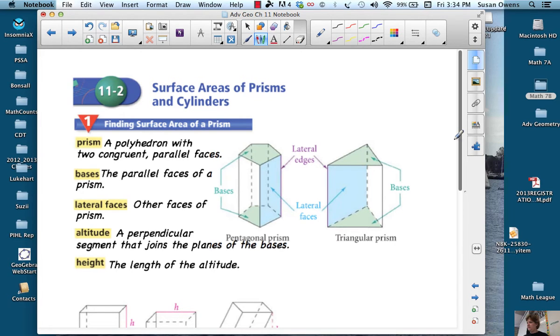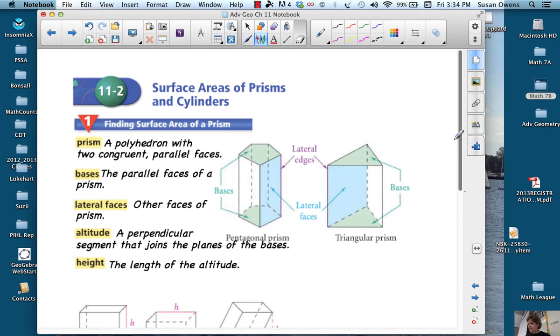So we're going to start out with some definitions. A prism is a polyhedron with two congruent parallel faces, and the bases are the parallel faces of the prism. So I've got two examples over here, one in which the bases are pentagons, so it's called a pentagonal prism, and one in which the bases are triangles, so it's called a triangular prism.